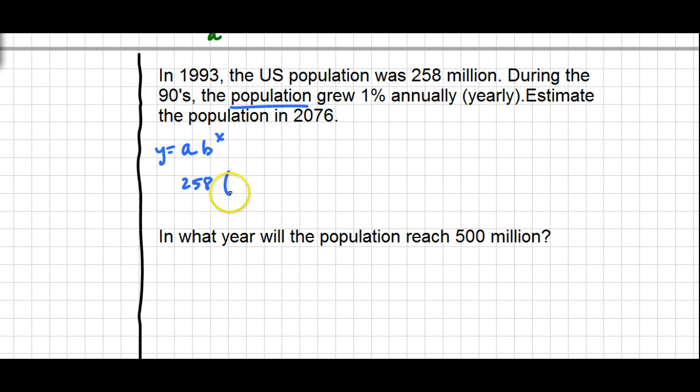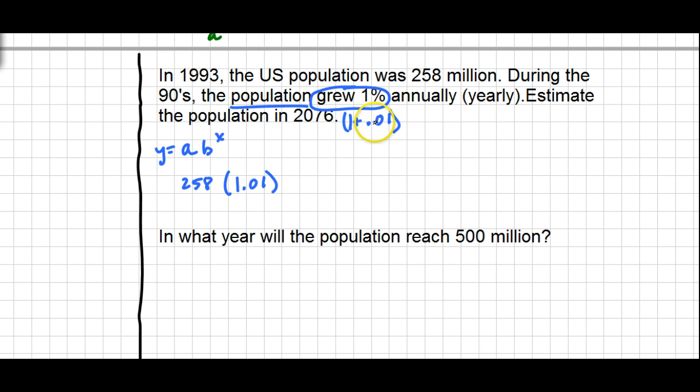The B value, we need to figure out if it's growing or decaying. Clearly it's growing by 1%, so we're going to change that number to a decimal first. Be careful here, it's not 0.1, it's 0.01. 0.1 would have been a 10% increase. So then if it's growing, we want to add a 1 to that number. So our B value then is going to be 1.01.